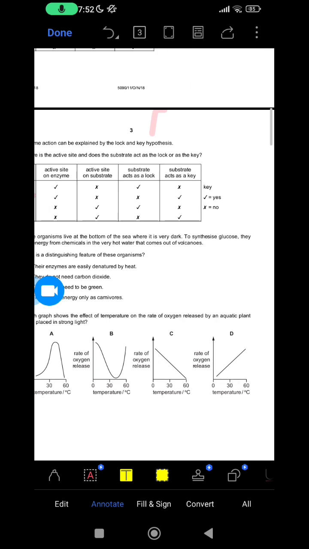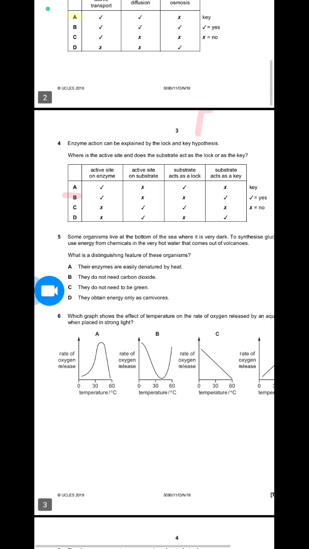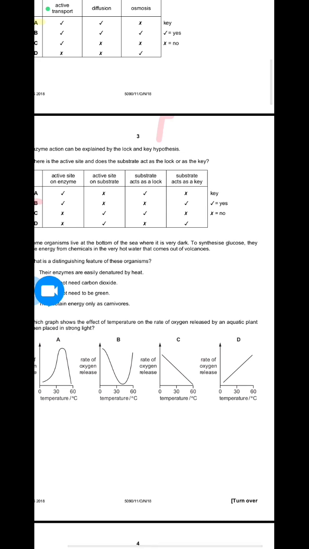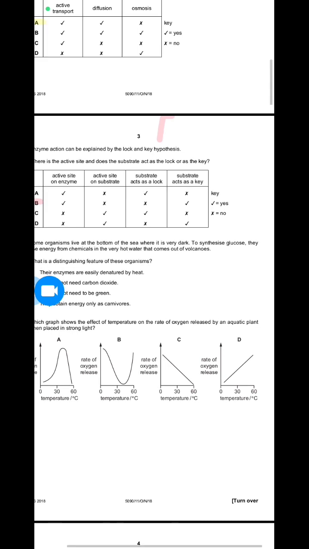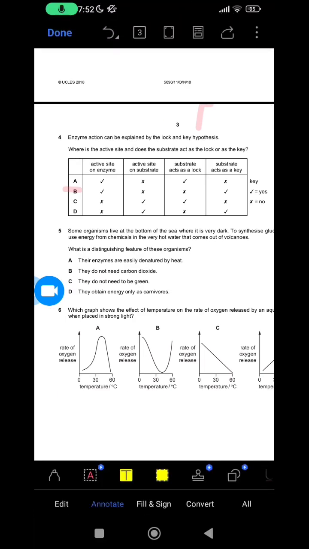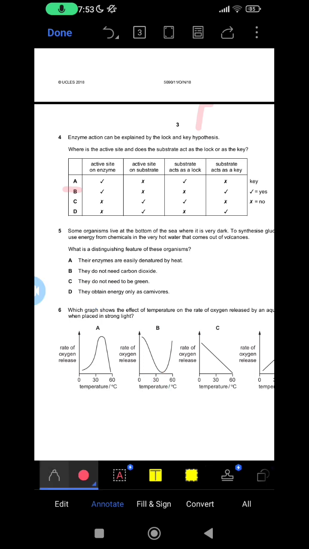Now, we can easily see that they synthesize glucose. This means that they perform photosynthesis, but it's very dark down there, so they have their own way of making photosynthesis work without light. So they do not need chlorophyll, which uses light energy from the sun. So that means that they do not need to be green, and due to this, the answer is C part.